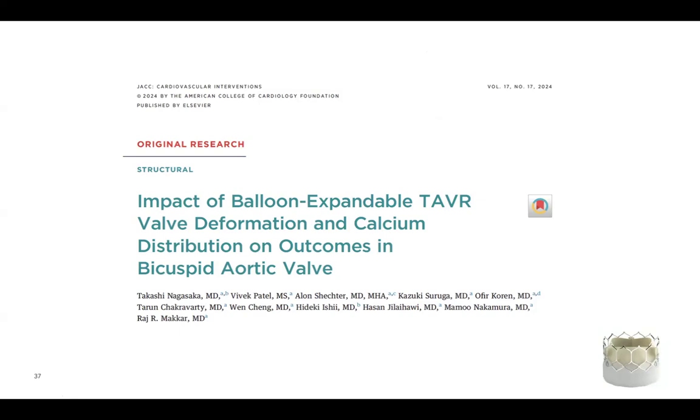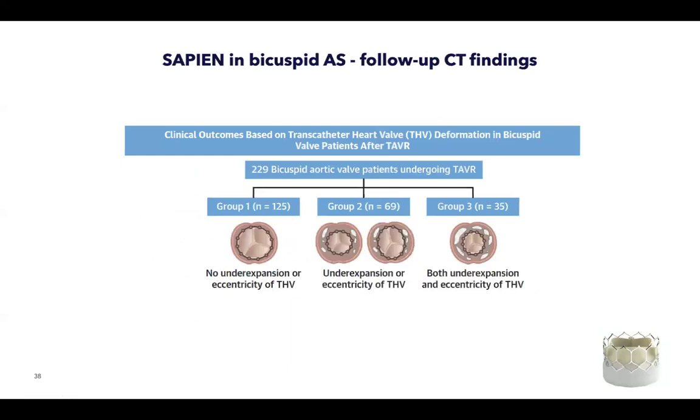They're using mostly balloon-expandable SAPIEN valves to treat the majority of their patients. They also have a big cohort of bicuspid patients whom they treated with SAPIEN. What they also have is very often post-TAVI CT scans. So they have more than 229, to be exact, patients with bicuspid aortic stenosis treated with TAVI with SAPIEN. If they look at the post-TAVI CT, they see that only half of the SAPIEN valves are actually well expanded and well circular.